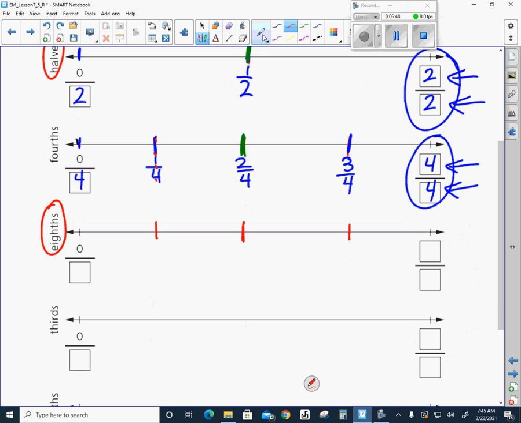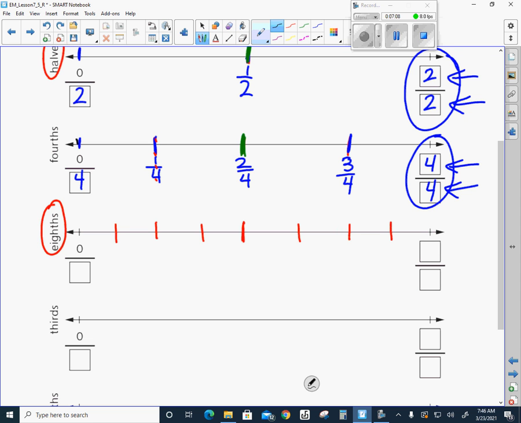All right, so now that we have it divided into 4ths, just like above, now we're going to take and divide each of those sections in half. So I'm going to divide this one in half, divide this one in half, divide this one in half, and divide this one in half. Now be careful. Make sure that you did this accurately.